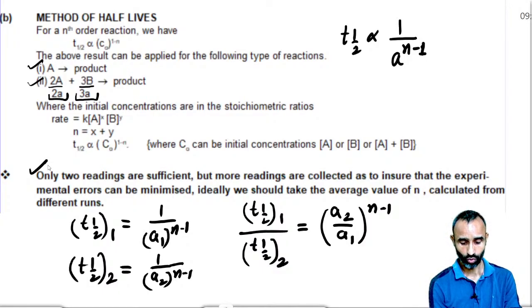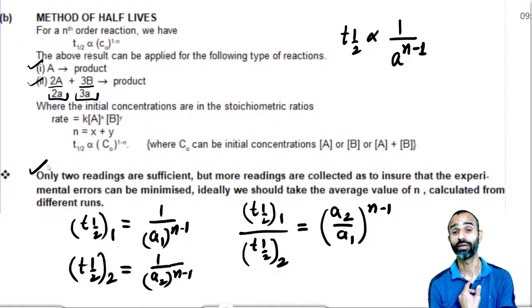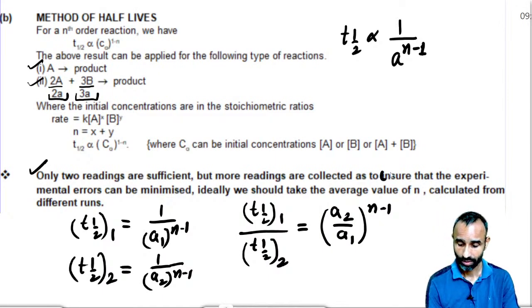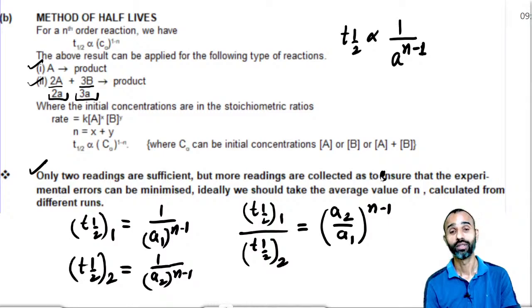Only 2 readings are sufficient, but if there are more readings, then they are used to minimize experimental errors. So more number of readings means we are minimizing the experimental errors.